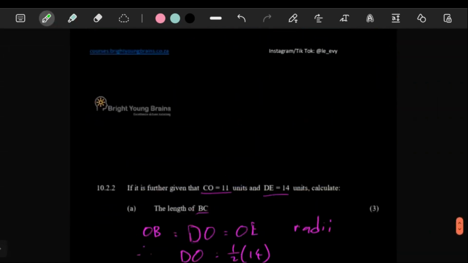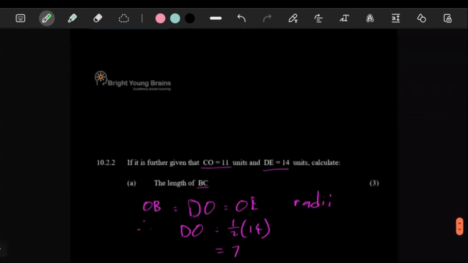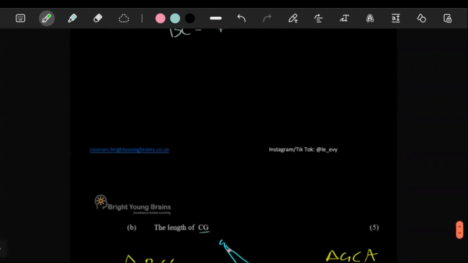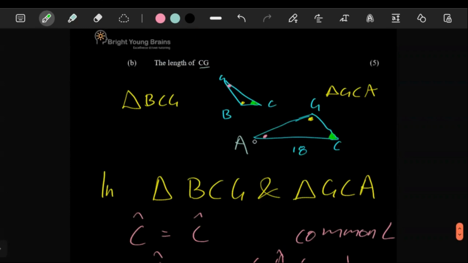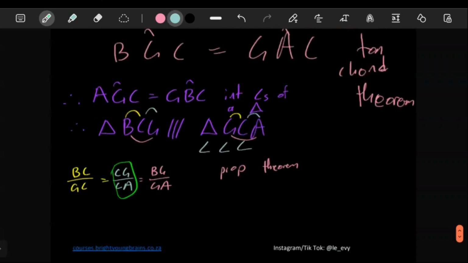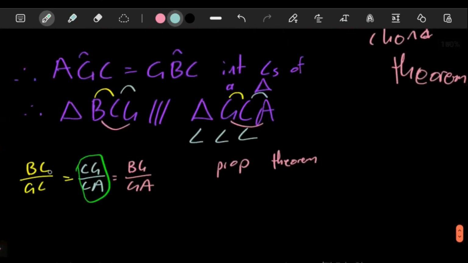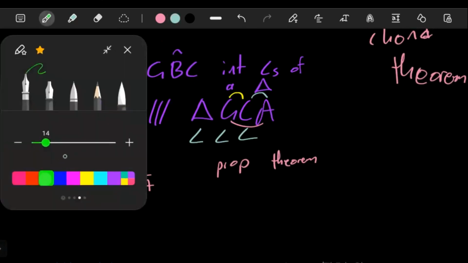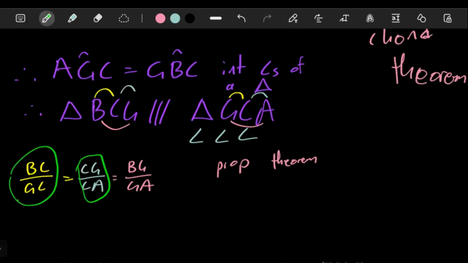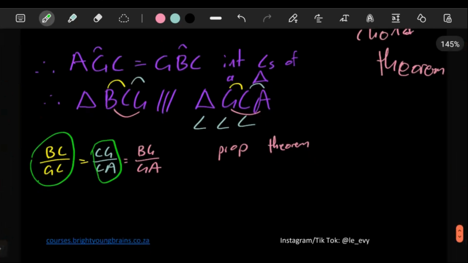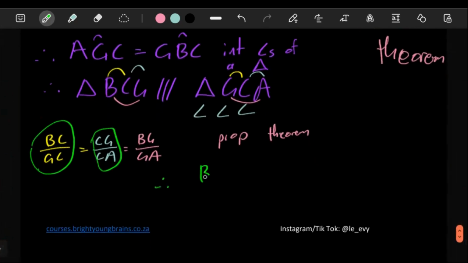So since we're looking for CG, we're obviously going to need to make use of this one here. Let's look at the triangles that we have. In our triangles, we have lengths given for AC, and we have BC, which is a 4. So AC and BC have lengths, so these are the two we're going to use. Therefore, BC over GC is equal to CG over CA. It doesn't matter if these are swapped around.